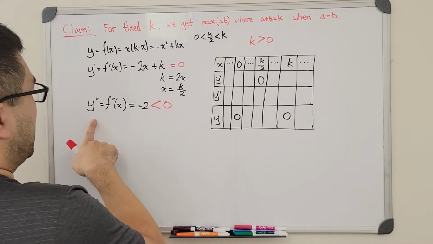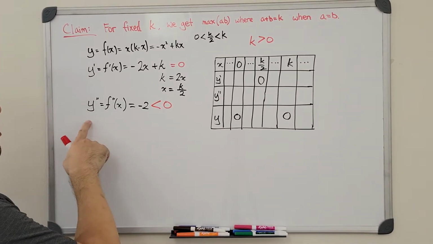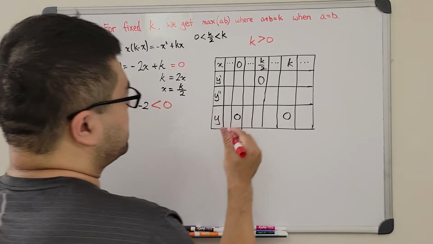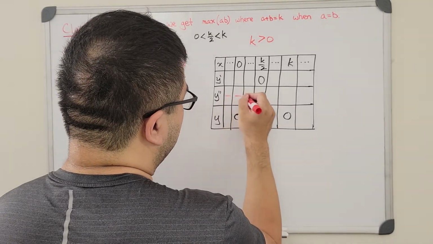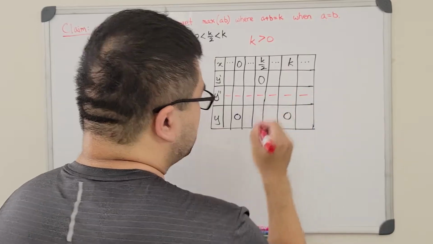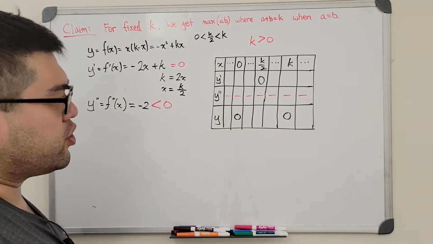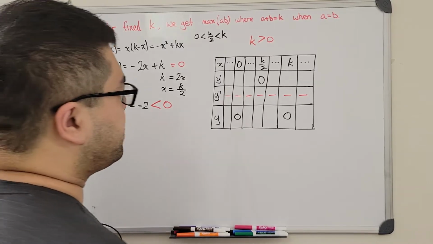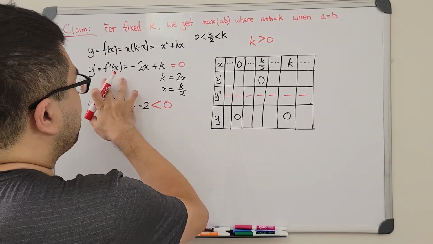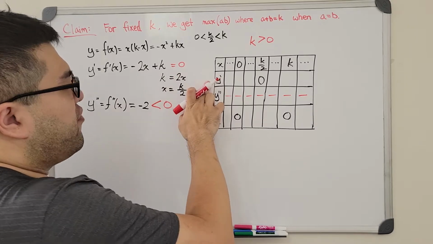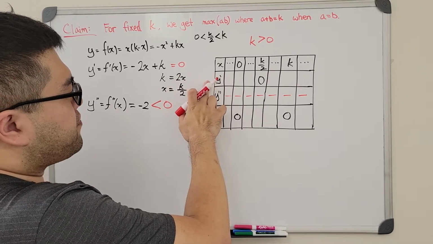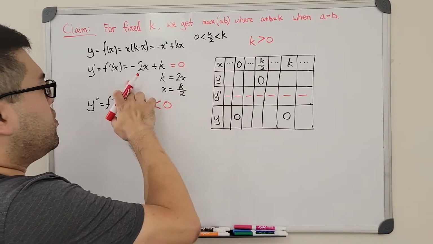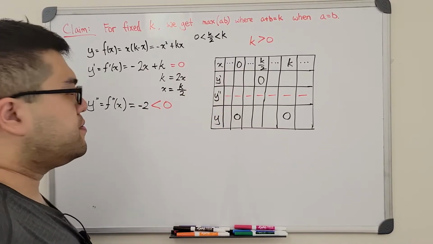So as we already know from the last statement, y double prime is always negative. So we can just put negative here to keep track that we always have negative value in the second derivative. Then now we can fill up the y prime here. In other words, we're going to fill in the second row.